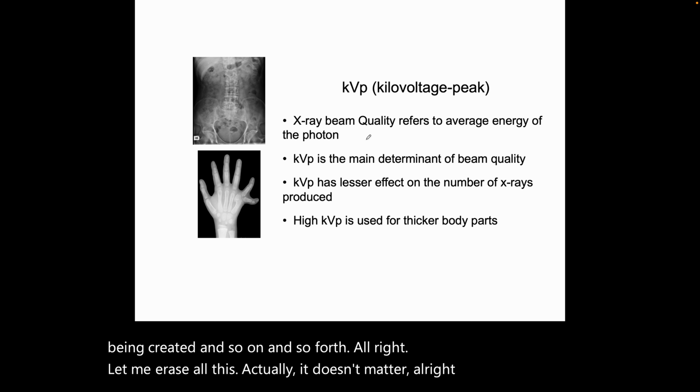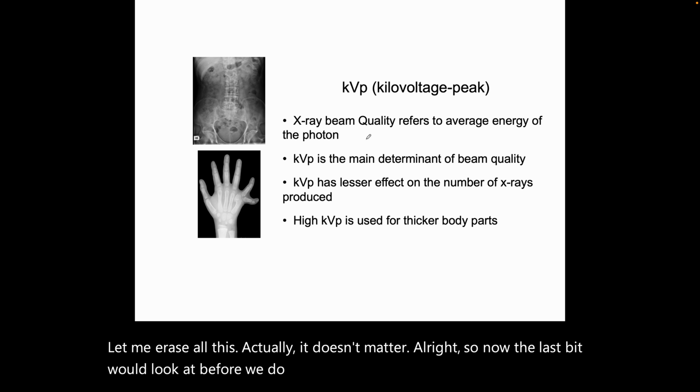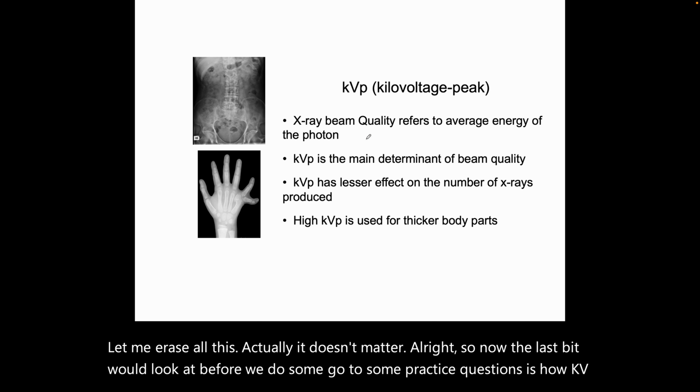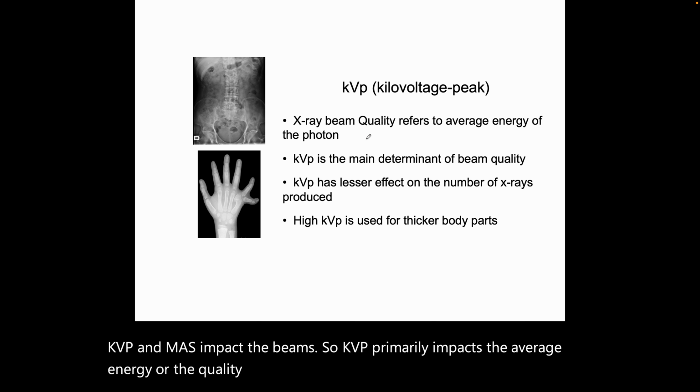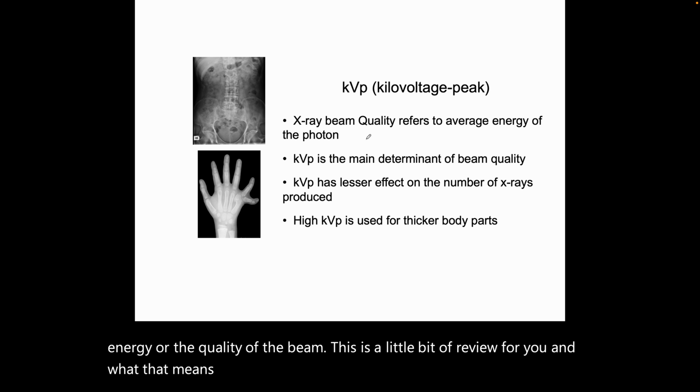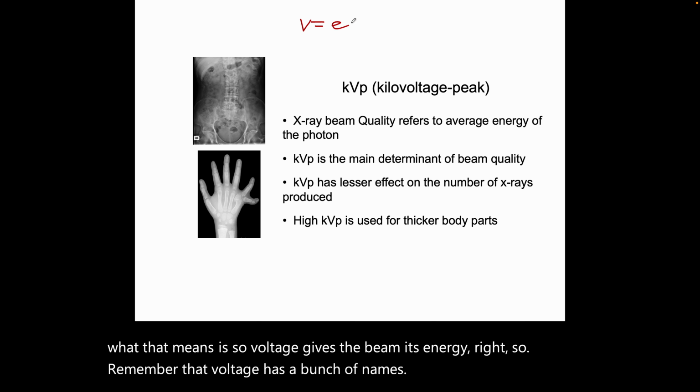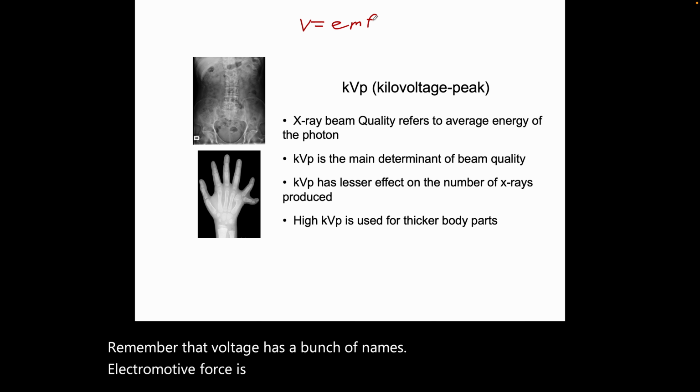All right. So now the last bit we'll look at before we go to some practice questions is how KVP and MAS impact the beam. KVP primarily impacts the average energy, or the quality, of the beam. This is a little bit of review for you. And what that means is, voltage gives the beam its energy, right? Remember that voltage has a bunch of names. Electromotive force is one, or electrical potential difference. I'll just put EPD here.